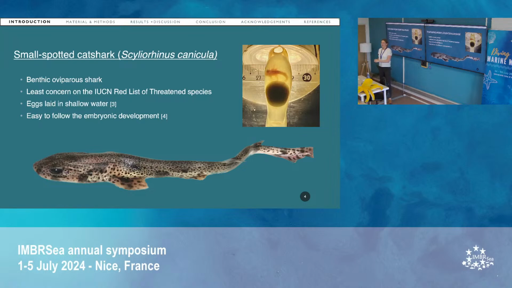And also there is an existing description of the development of the embryos done by Musa et al. in 2018, which describes the development in 7 different stages. And we based our study on this description.